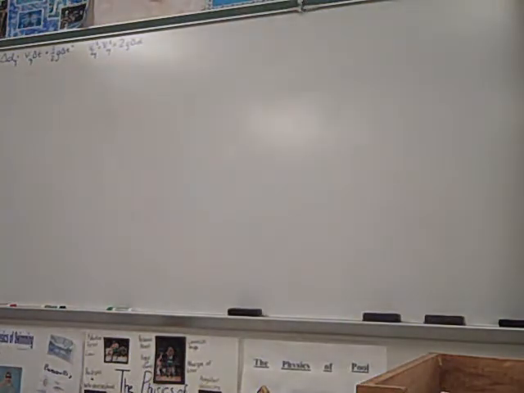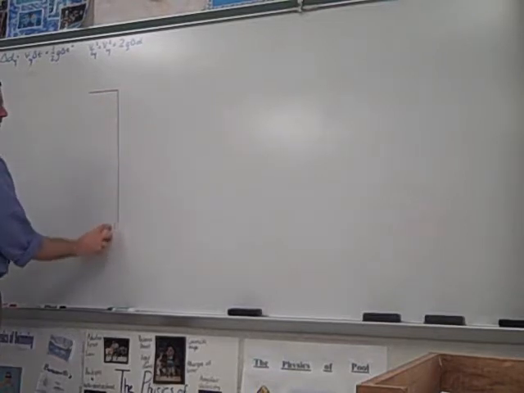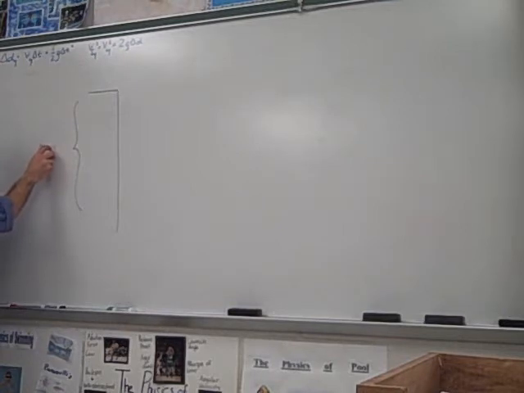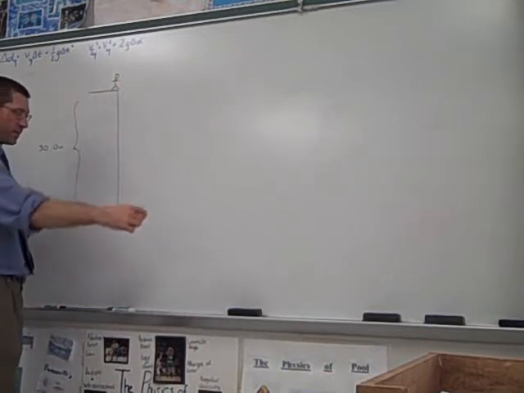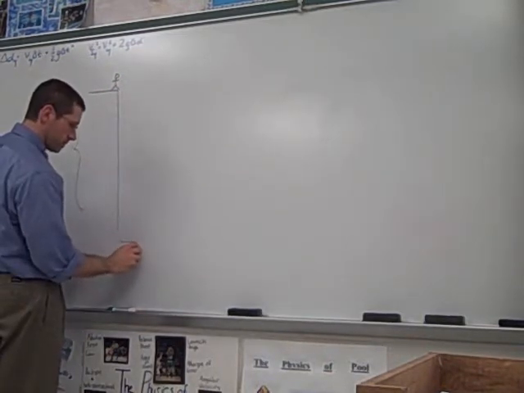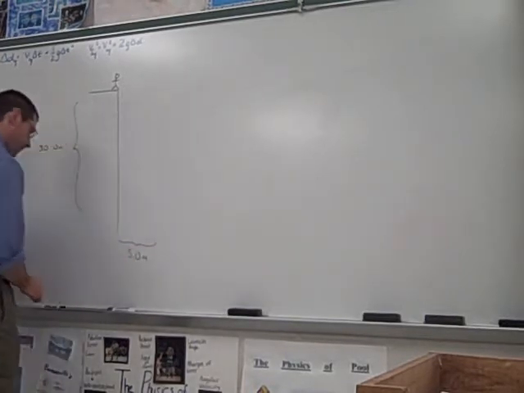First thing I would do in these situations is maybe draw yourself a little diagram so you can picture all the variables. So I'm going to draw out, here we are, the building. And the building is 30 meters high. Okay, he stands up here. And then 5 meters from the base of the building is the pool.